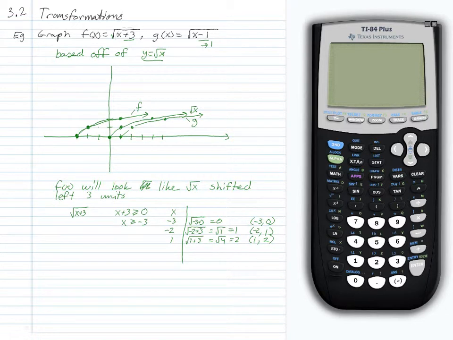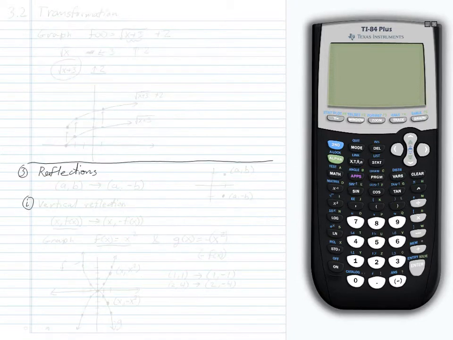First you need to identify what is the basic function that you're basing this off of, and then what is different inside. If there is a change inside, if we add or subtract from x, then we're going to have a horizontal translation either to the left or to the right. Now it's worth noting that we can combine transformations. And I'll show you an example of that now, while we only have a couple different types of transformations to worry about.